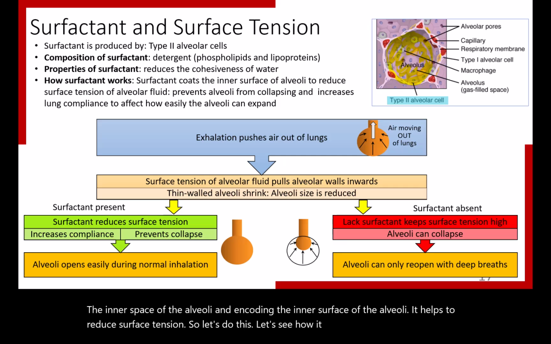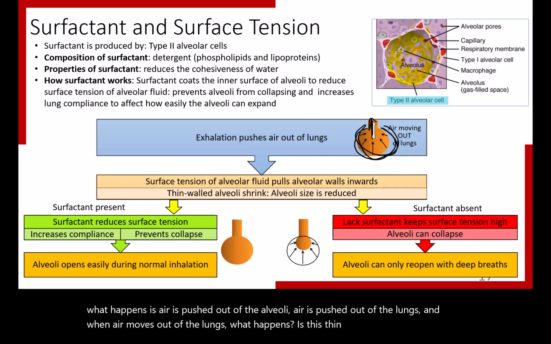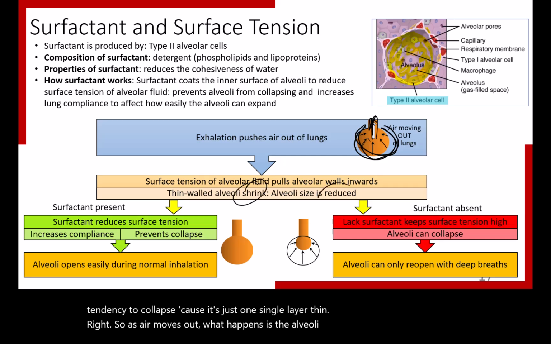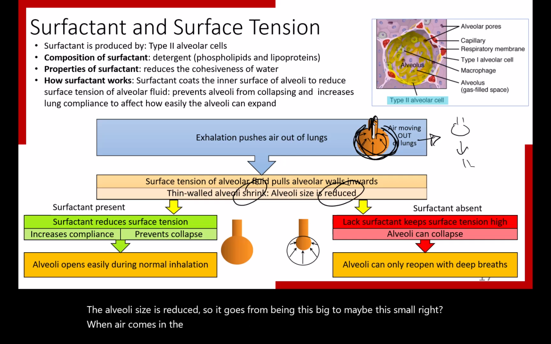So when we breathe out, air is pushed out of the alveoli, out of the lungs. And when air moves out of the lungs, this thin-walled alveoli will have a tendency to collapse because it's just one single layer thin, right? So as air moves out, the alveoli shrinks. The alveoli size is reduced. So it goes from being this big to maybe this small, right? When air comes in, the alveoli needs to expand again.